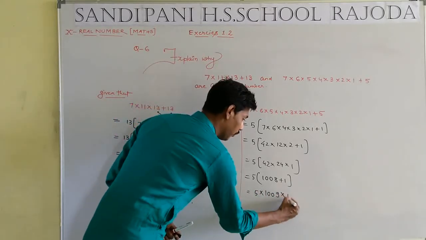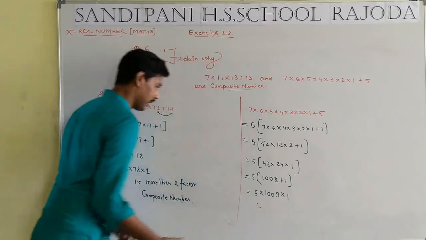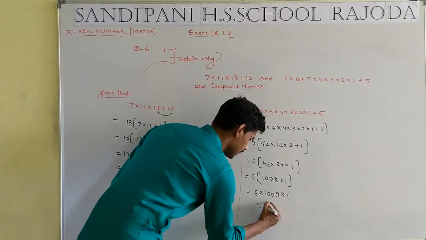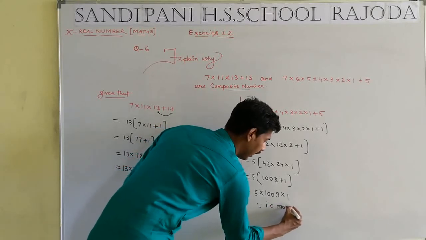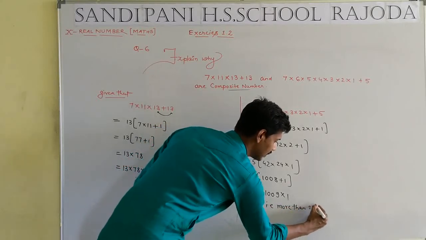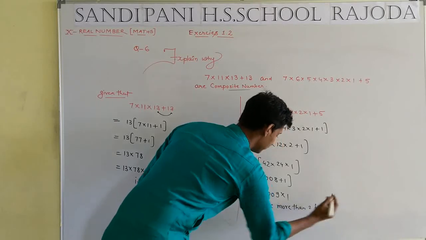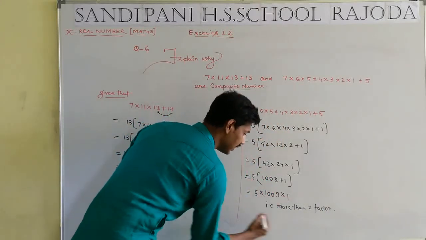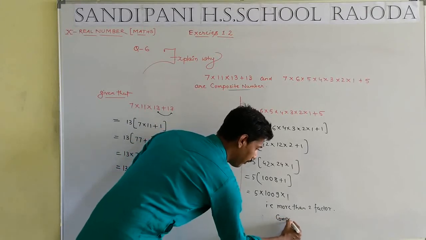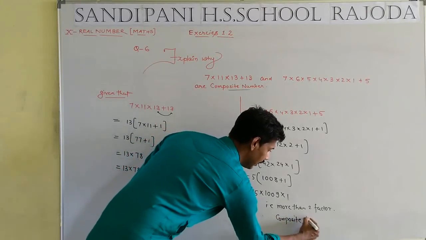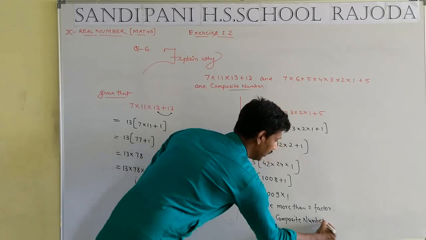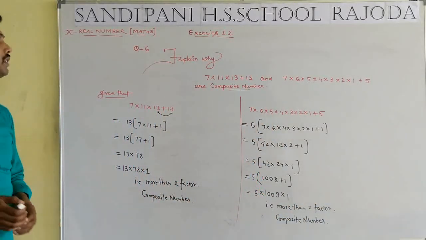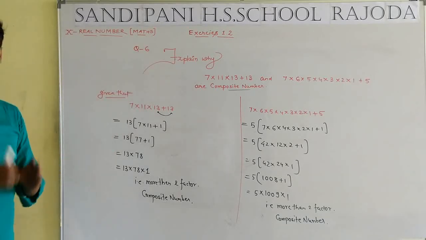Into 1. So again we write the same statement, such that there are more than 2 factors. What is the result of this statement? We can write that the given expression is a composite number. I think you understood both parts of the given question. Thank you so much. Exercise 1.2 complete.